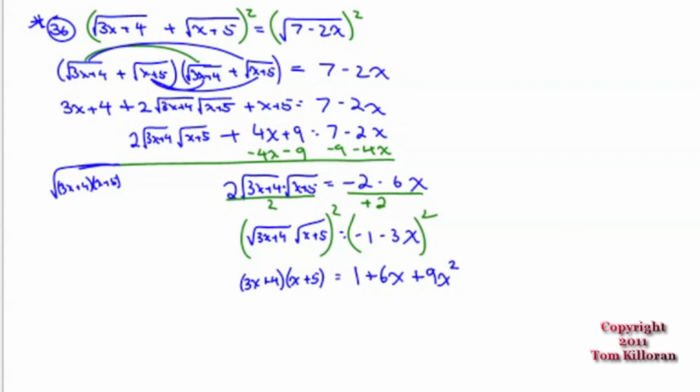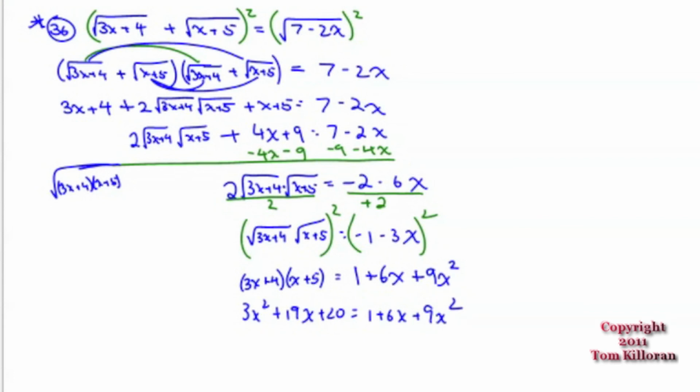First, outer, inner, last. Or you could write it twice and FOIL it out. It's not a big deal. What do I have to do to the other side? FOIL it out. So I'm going to do it quickly. 3x times x is 3x squared. 3x times 5 is 15x. 4 times x is 4x. 15x plus 4x is 19x. 4 times 5 is 20, and this is equal to 1 plus 6x plus 9x squared.